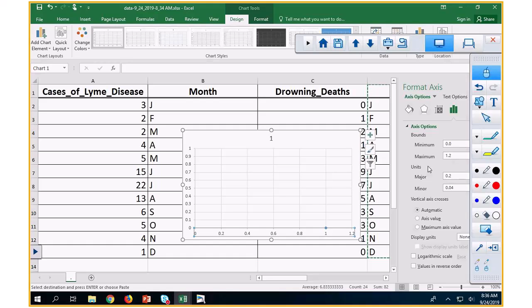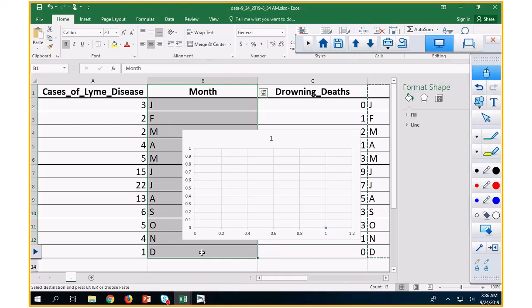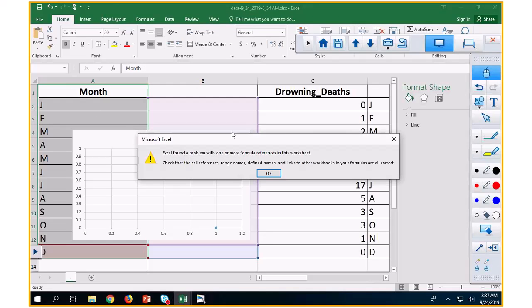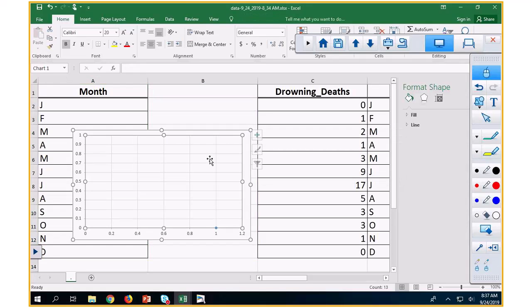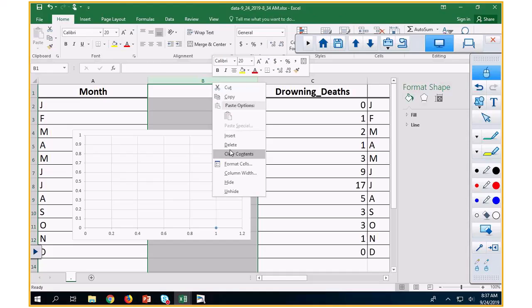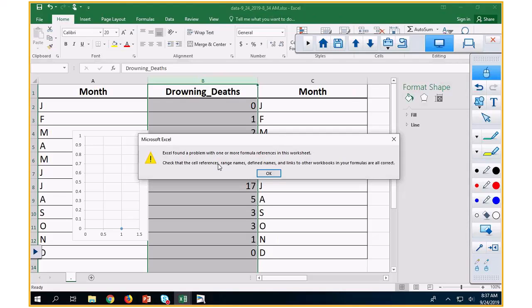Because cell D is selected. It's probably because I should put the month in the first column. Let me try that. Control X. Control V. Okay, get rid of this. I know what they're going to ask. They're going to ask, is there a correlation and causality? Yes, there is. But right now I'm trying to figure out how to graph it.